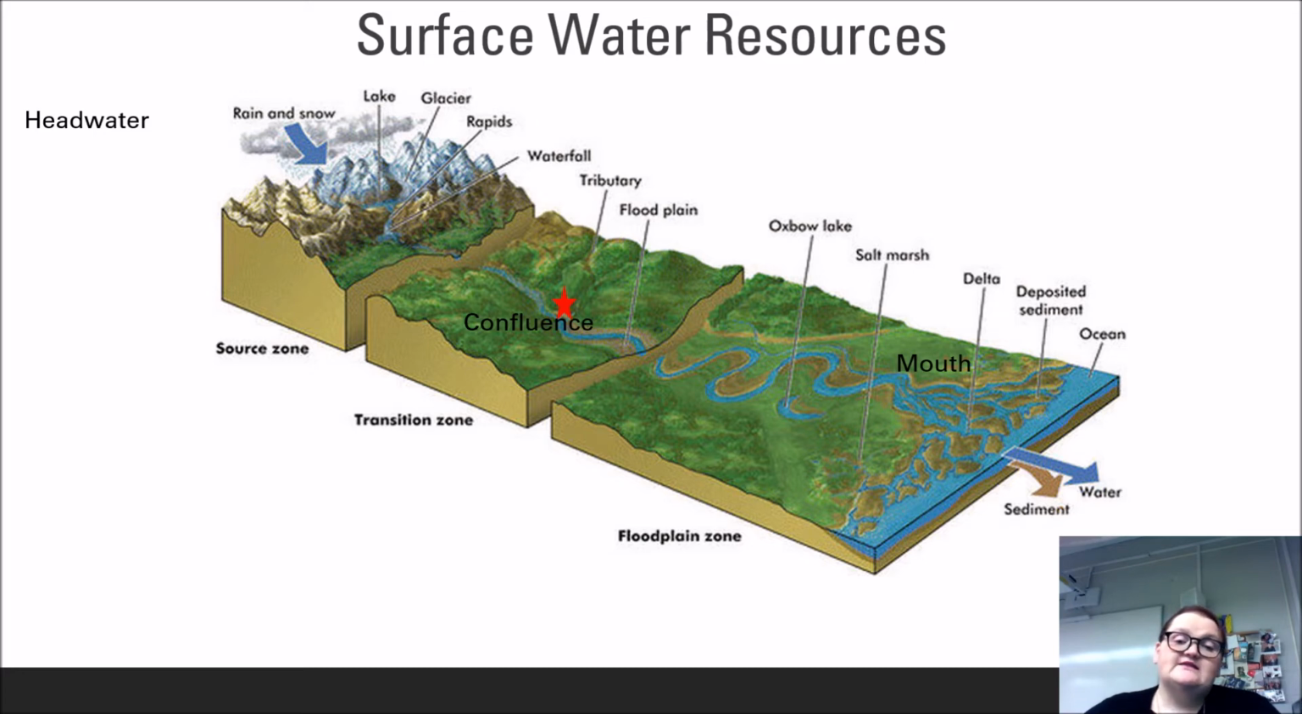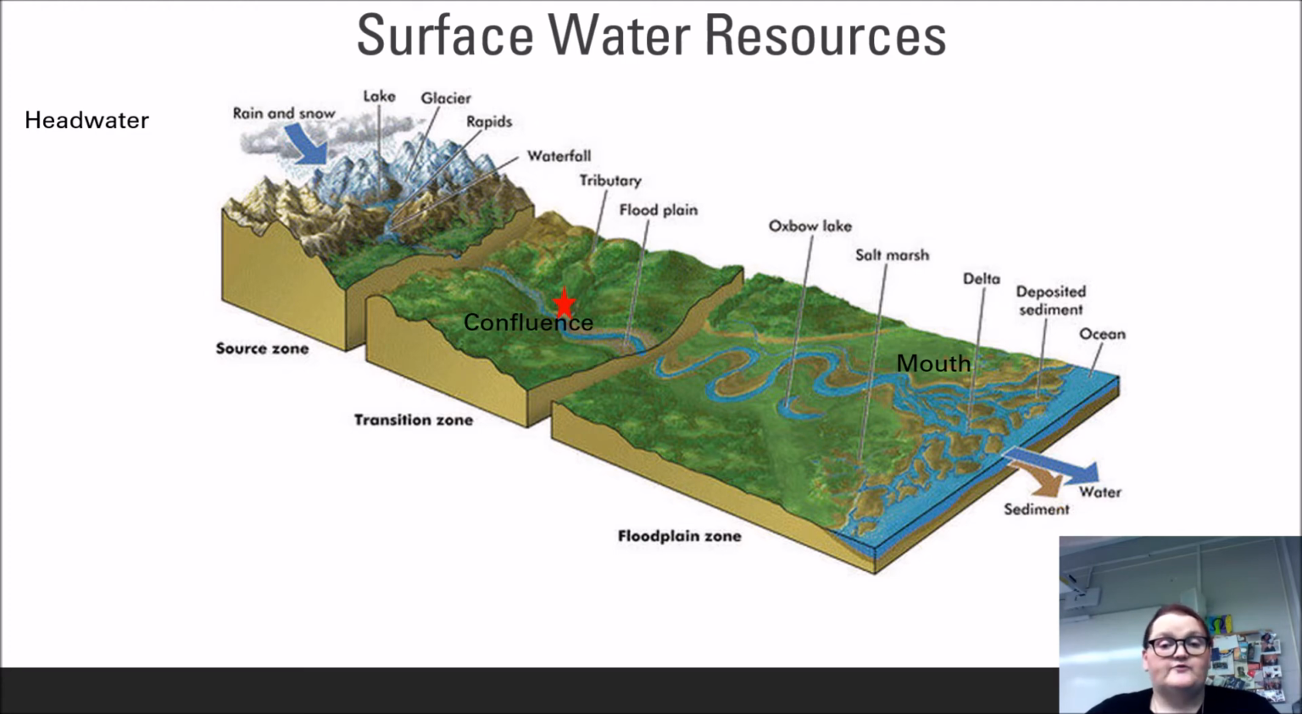Within the floodplain, several smaller rivers and streams, known as tributaries, may come together to join the larger body of water. The point at which one or more rivers meet is known as a confluence. A single river or river system may have many tributaries and many different areas of confluence.